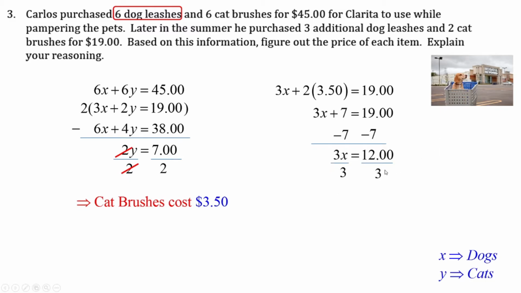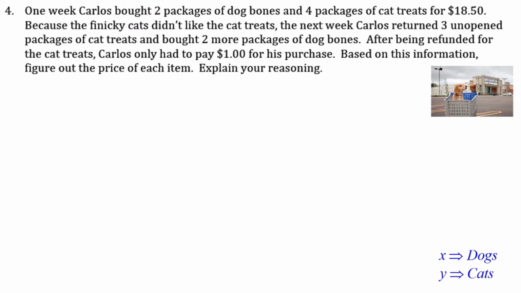Well, let's show that. So we're going to divide both sides by 3. Implies dog leashes will cost, and the 3's cancel. So x, the number of dog leashes, is $12 divided by 3 would be $4. Okay. Wow, now what happened?